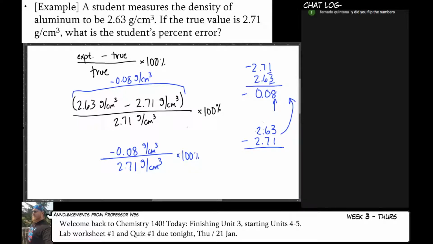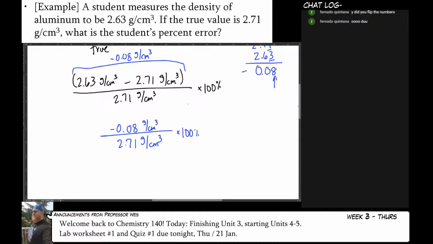Because you could punch 2.63 minus 2.71 into a calculator, and you get negative 0.08. But how do you show that vertically? We can't do it this way. That's just a little trick to help you arrange the numbers so you can do the subtraction vertically, because you kind of have to for sig figs.